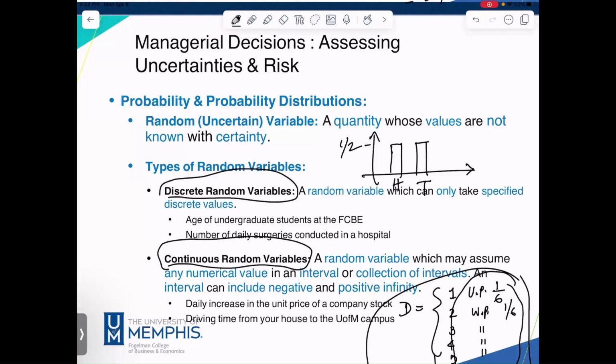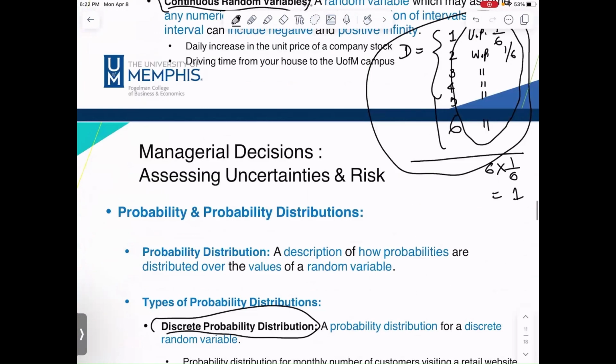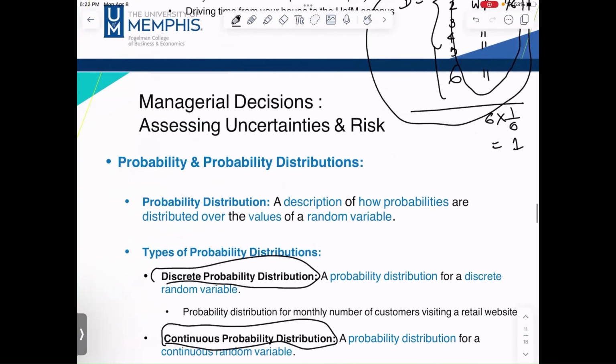Another example would be the number of daily surgeries conducted in a hospital, right? It could only be numbers like 1, 2, 3, 4, 5, 6, 7, 8, 9, 10, things like that. It cannot be anything between 1 and 2. Doesn't make sense, right? Similarly, the age of undergraduate students at Fogelman College of Business. Your age would be something like 17, 18, 19, 20, 21, 22. It will not be something in between. So those are discrete random variables, and they will follow a discrete probability distribution.